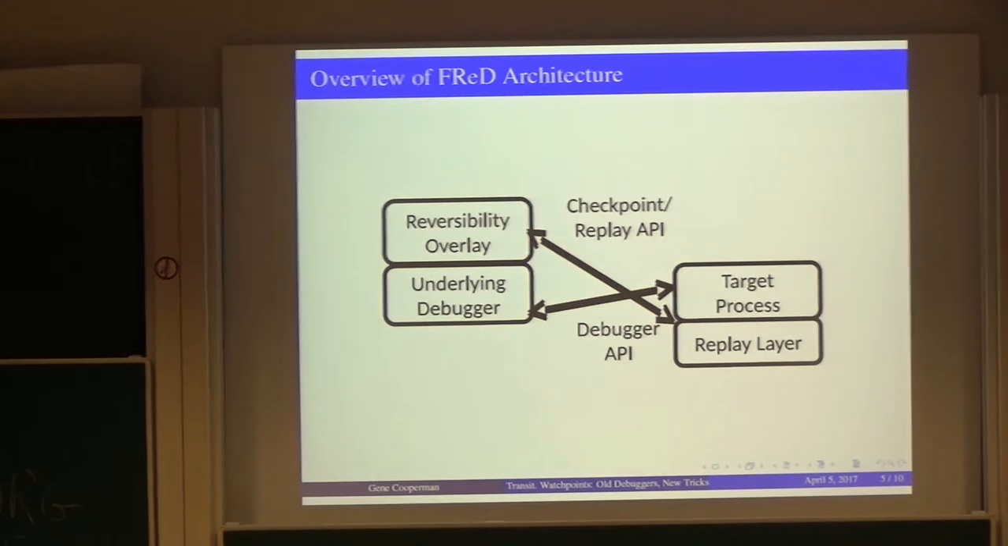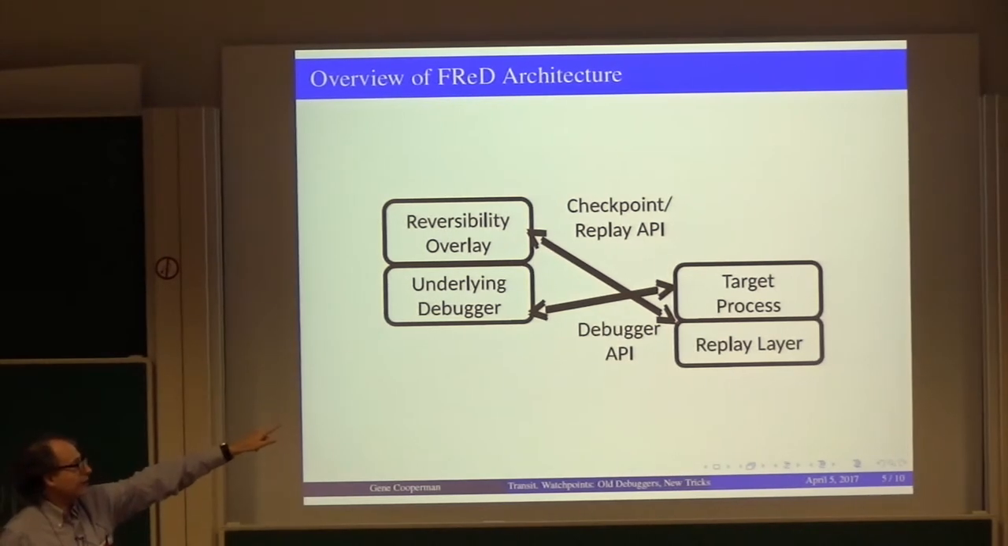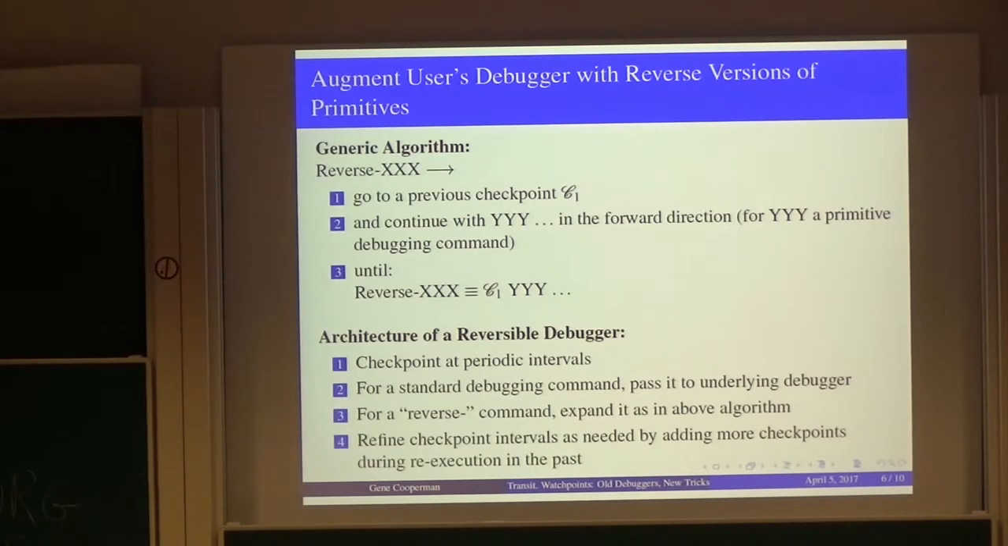Okay, so here's the architecture that we have. Ultimately, we have the reversibility overlay on top. That's where our Python language personalities would live. And then underneath, we have the underlying debugger and the target process. So as I said, the generic algorithm for us, if we want to do a reverse of XXX, is just go to a previous checkpoint, call it C, and then from C we can translate reverse XXX into a restore of C, followed by YYY, and we have some small algorithm in the paper where we figure out how many times you have to execute YYY. Are there shortcuts that you can take for next, continue, finish, and so on? The details are in the paper.